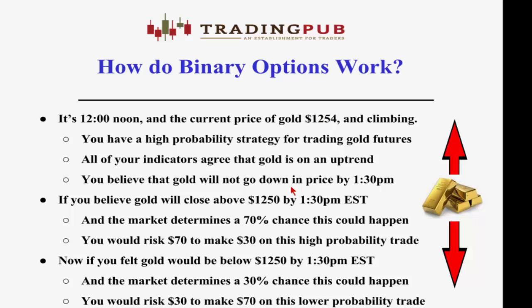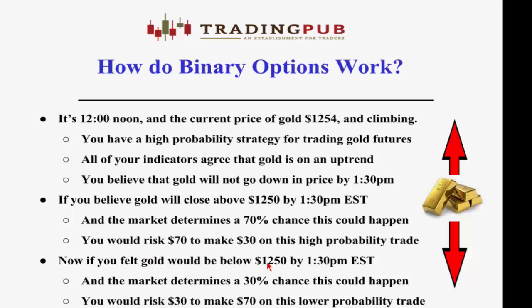When you do that, since the price was already at $1,254 and climbing, that is called an in-the-money order. You're already good, and if you believe the market's going to continue on going north, the marketplace might agree with you and determine that there's a 70% chance that that's going to happen. And if the marketplace determines that, then what you're going to do is you're going to risk $70 per contract traded to make a $30 profit on this high probability trade. So you're risking more to make less, but the market's already at 1254. You've determined it's going north, and you are buying the market from 1250.